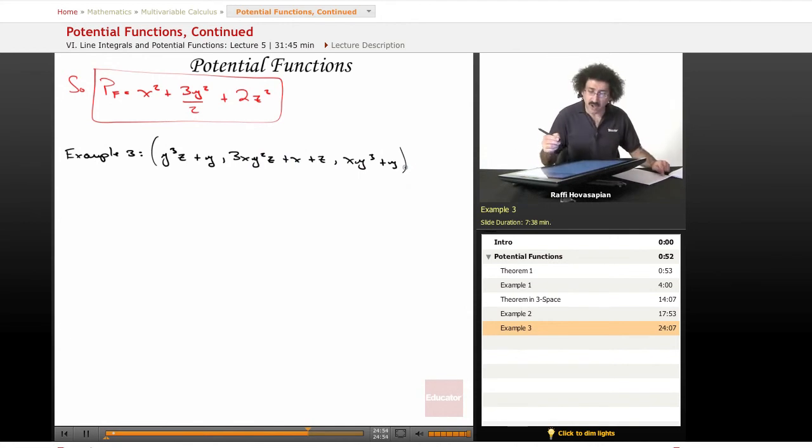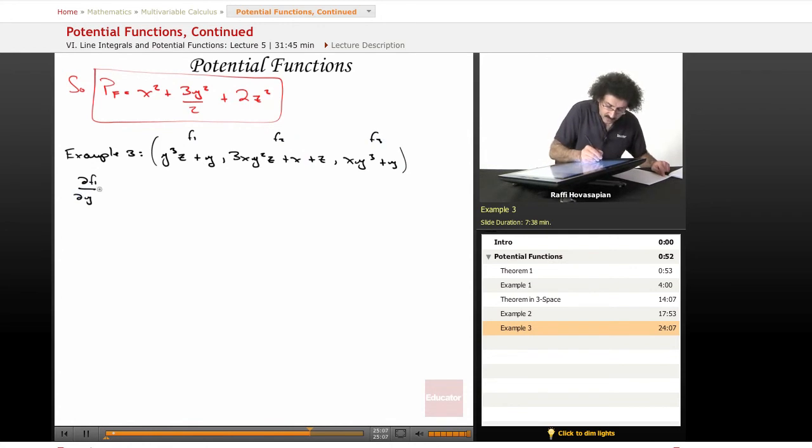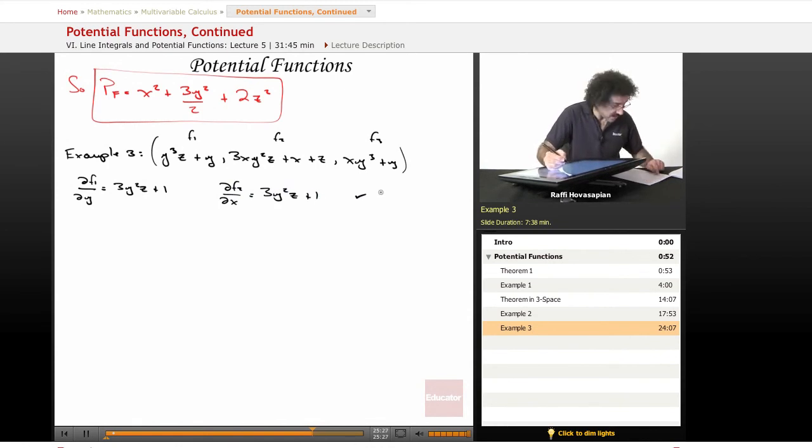Let's go ahead and make sure that all of the partials are equal. So this is f1, this right here is f2, and this is f3. The partial of f1 with respect to y is going to be 3y squared z plus 1, and if I take the partial of f2 with respect to x, I get 3y squared z plus 1. So that checks out. Now the partial of f1 with respect to z is y cubed, and the partial of f3 with respect to x is y cubed. So that checks out.